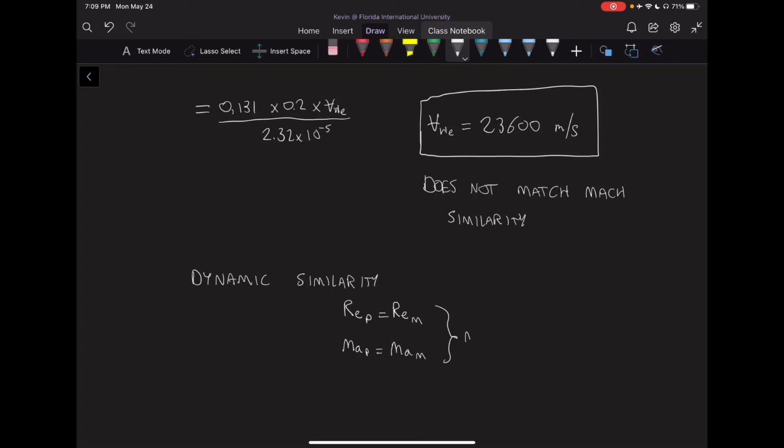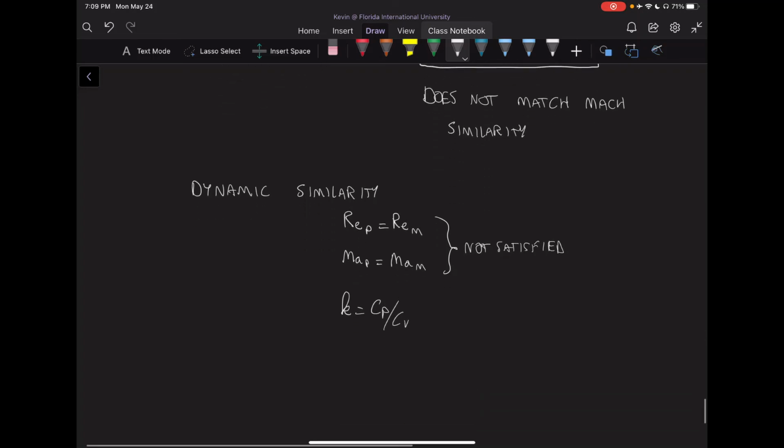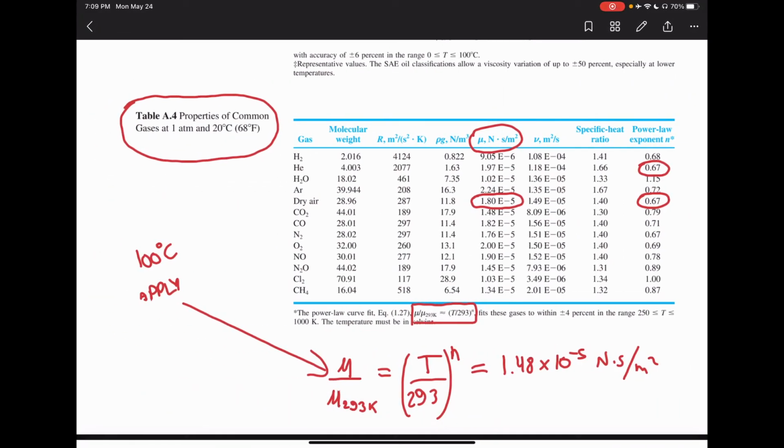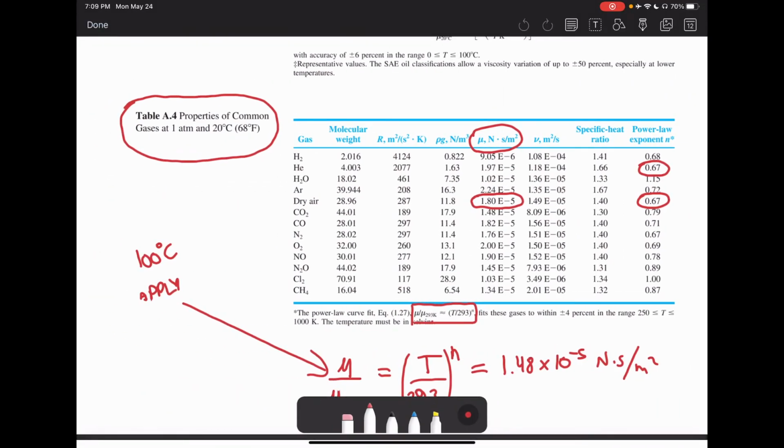Those things are not satisfied because we have a different velocity for both to be satisfied. And the third one is that K is equal to Cp over Cv. If we look at the K for air and helium, we find that K, which is our specific heat ratio, for air is 1.4 and for helium is 1.66.